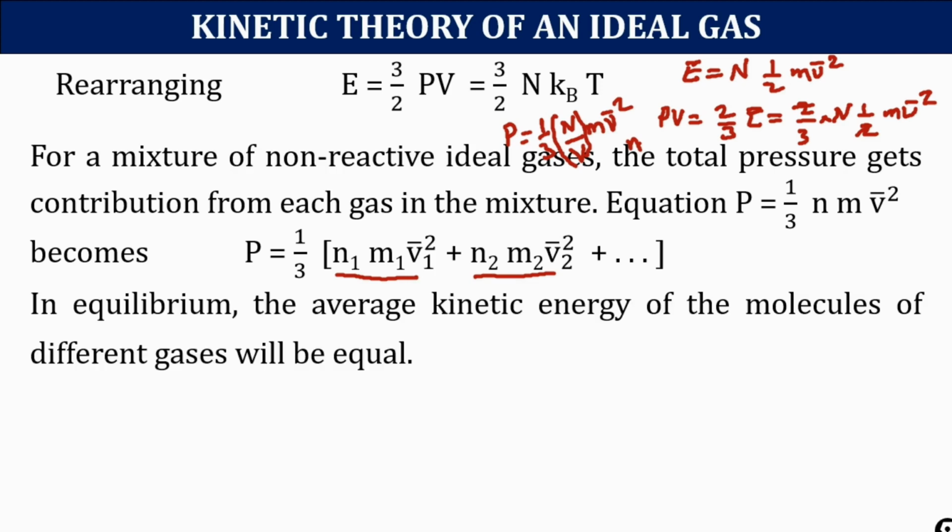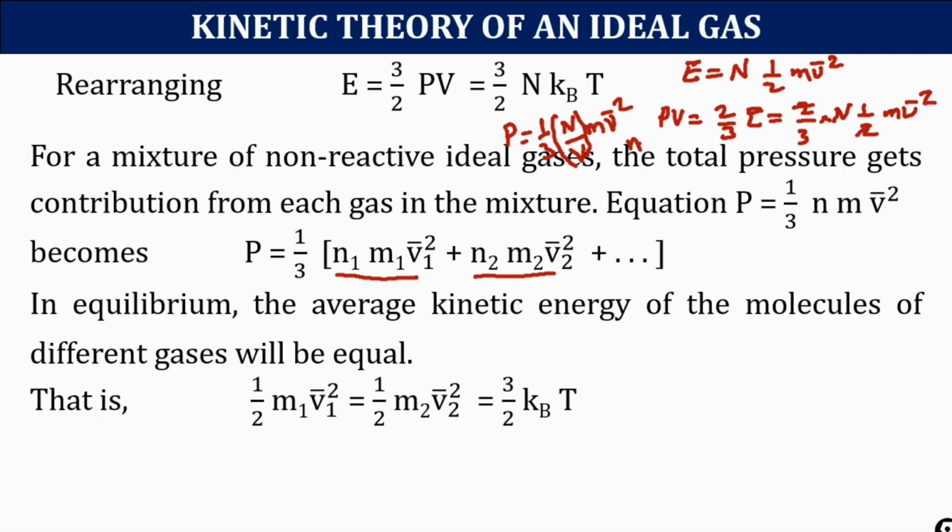In equilibrium, they are at the same temperature. Then the average kinetic energy of all the molecules of that mixture of gases must be the same, because average kinetic energy depends only on the absolute temperature at which it is maintained. Hence, the average kinetic energy of individual molecules of different gases is given as half m1 v1 bar square, which should be equal to that of the other gas, half m2 v2 bar square, which should be equal to 3 by 2 kBT. Since the same temperature is maintained, the average kinetic energy is the same for different gases.